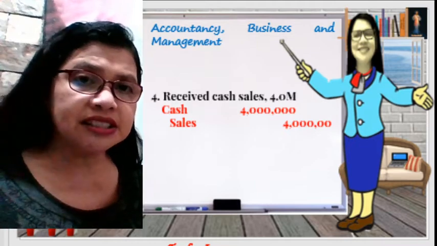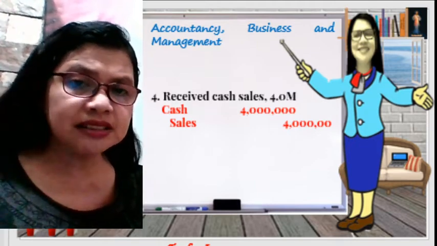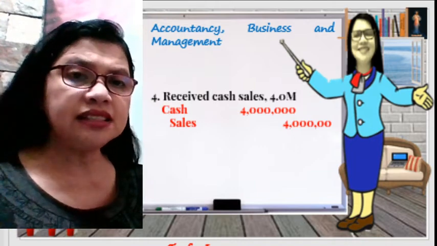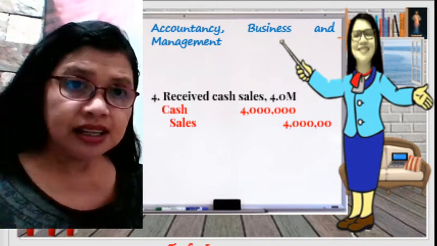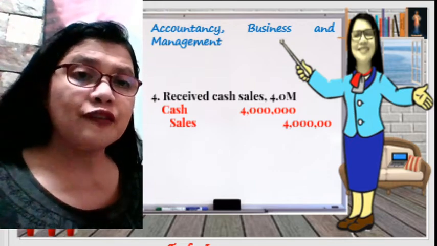Next, we have received cash sales, 4 million. We already know that sales is a credit account. So we acknowledge the sales on the credit side. And since it is a cash sales, we have to record debit cash, 4 million.